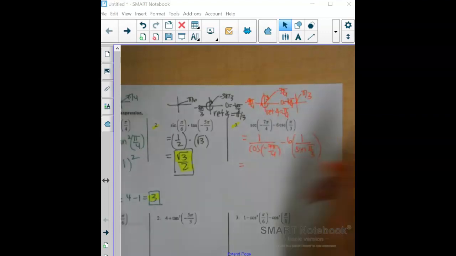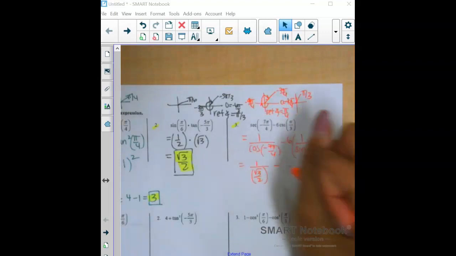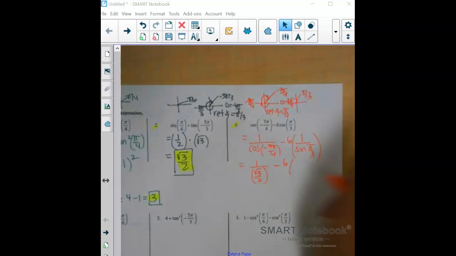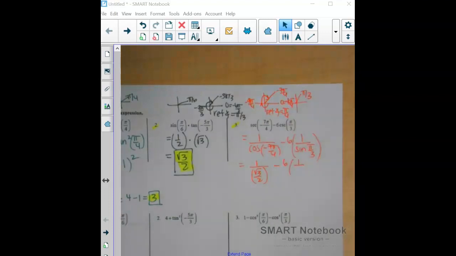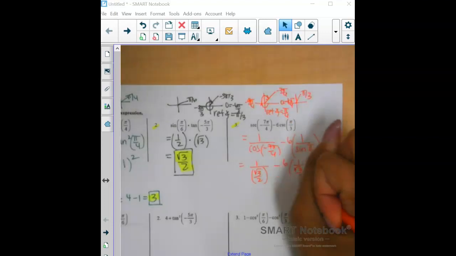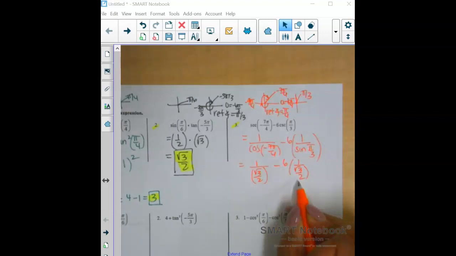Say it again. 1 over square root of 3 over 2. Looks good. And we're going to subtract that from 6 times 1 over sine. And what's sine of pi over 3? Square root 3 over 2? Like that? You gave me these two. Is that what I'm supposed to have? Eurydia, why are you shaking your head? What's wrong?